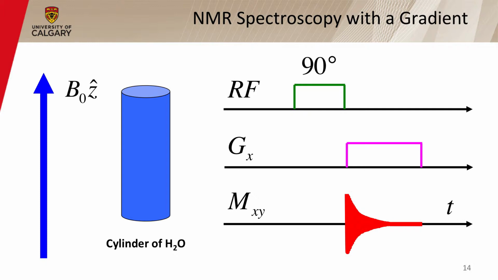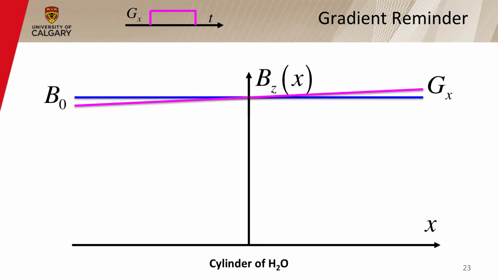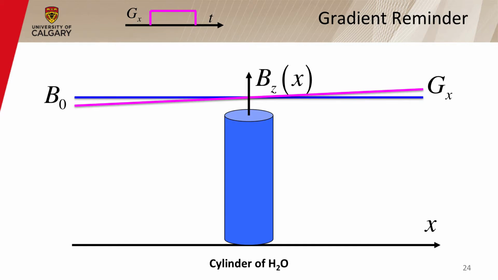Okay, and just to remind you, if we're applying a gradient in the x direction like this, what that means is that we're changing the Z component of the magnetic field as a function of X. And so if you think about our B0 field being this strong, then when we apply our X gradient, the spins would actually be experiencing something like this pink curve. And so now we're applying that across our cylinder.